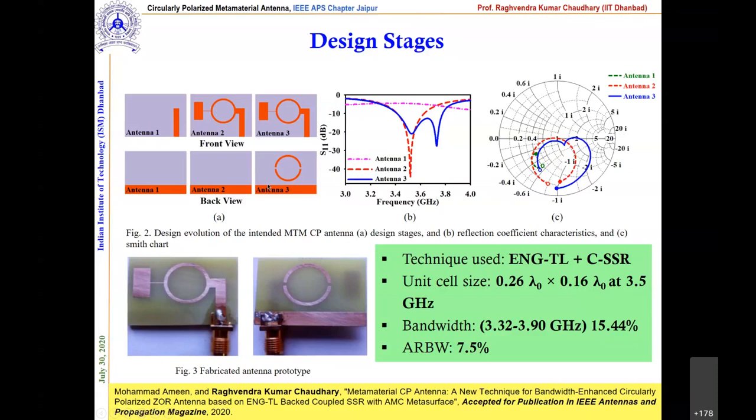Those who are working on planar antennas, particularly CP antennas, must have seen the cross slot. And what is the idea of the cross slot? The idea is that if you see the electric field, the components are orthogonal to each other. By varying the width and length, we manage the phase difference, so that you can say this is circular polarization.